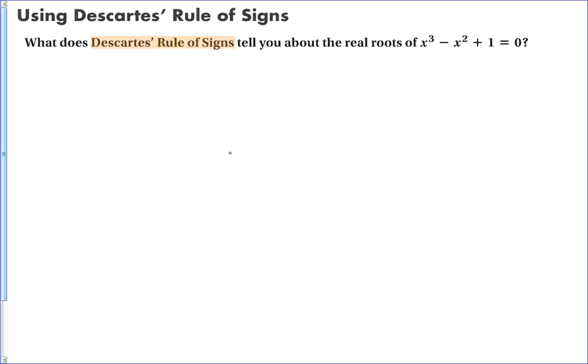Now let's look at Descartes' rule of signs. This is that weird definition. I'm sure you read it and you're like, what does that even say? That was what I thought the first time I heard it too, until I saw it explained. It's really not that bad once it's explained. So what we want to do is count the number of times the sign changes. This is positive, goes to negative, that's 1. Negative to positive, that's 1.